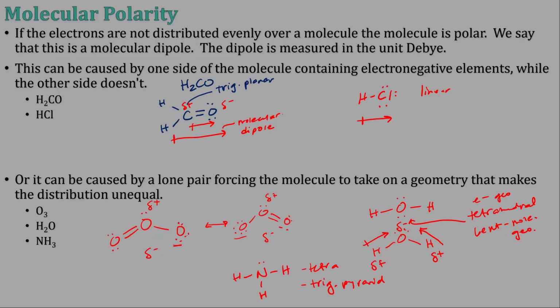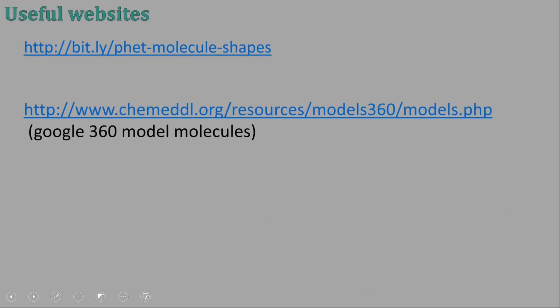All right, that is pretty much what I have to show you. I'm going to put both of those websites up so you can play with them and use them while you're doing your classwork for this. And so here they are. The bottom one is the 360 model molecules. It's where you can look at the polarity and stuff. And then the PhET is where you can just mess with the molecular geometry and electron geometry and click on those and look at the bond angles and stuff.